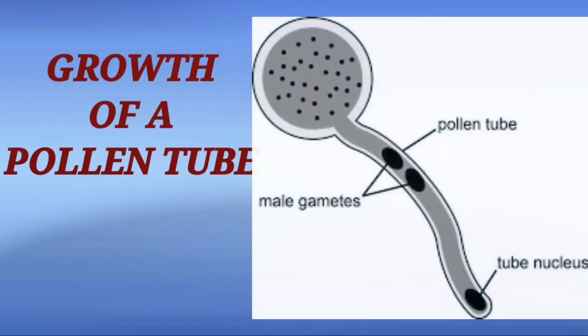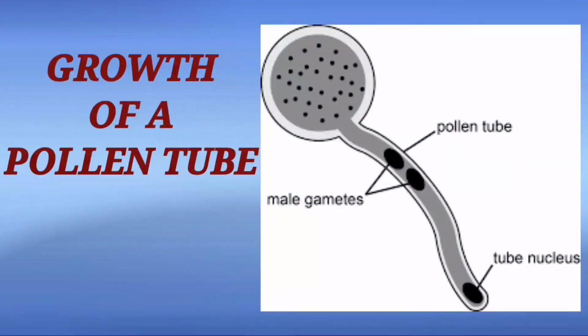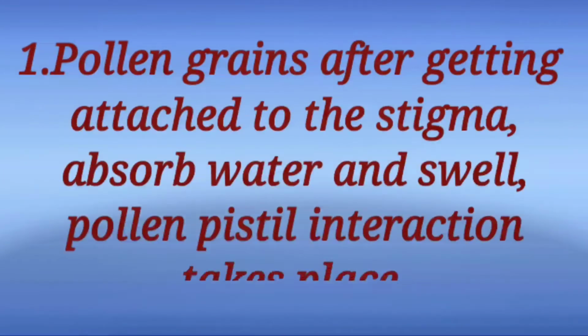As you can see, the first step in this process, that is growth of the pollen tube. So let us discuss this process. Pollen grain attached to the stigma. Then from the stigma, the water and sugar get released, and hence the pollen-pistil interaction takes place.